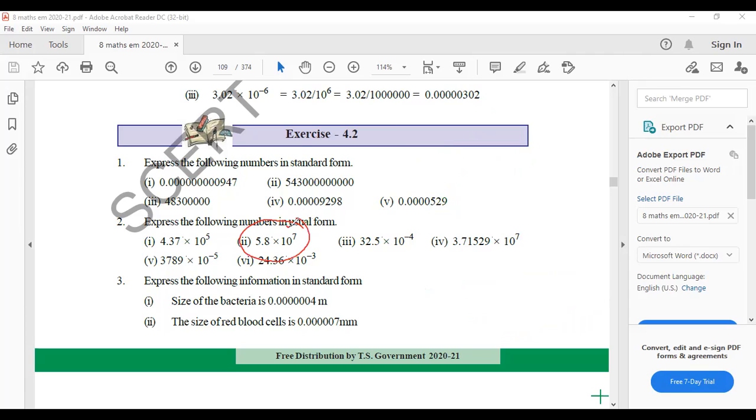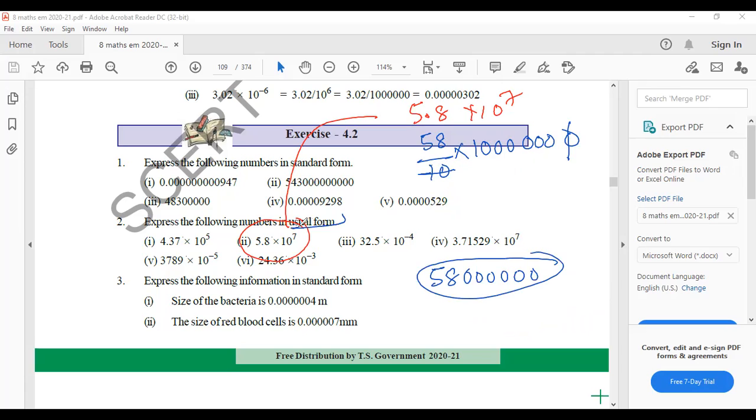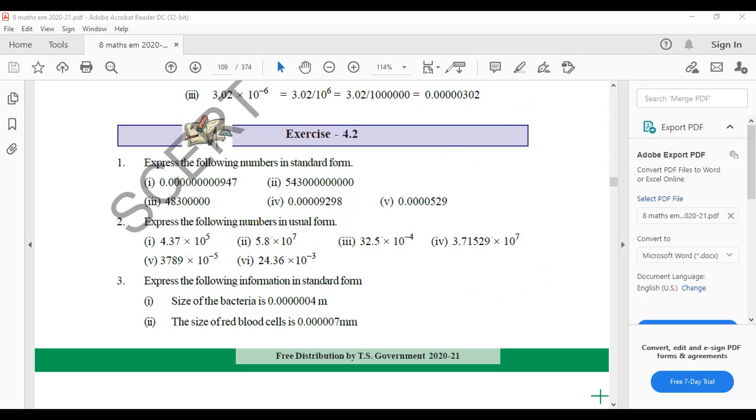Next, the second one, 5.8 into 10 to the power of 7. First, remove the point. 5.8 you can write as 58 by 10. These are 7 zeros. So this 0 cancels. Clear? Now you can write the rest of the answer: 5, 8, then 1, 2, 3, 4, 5, 6 zeros. This is the usual form for the question. Clear? Can I move to the next question? Yes. Now this is clear.